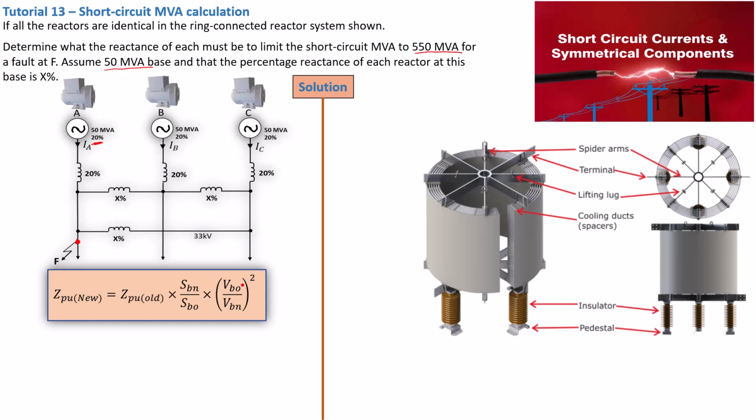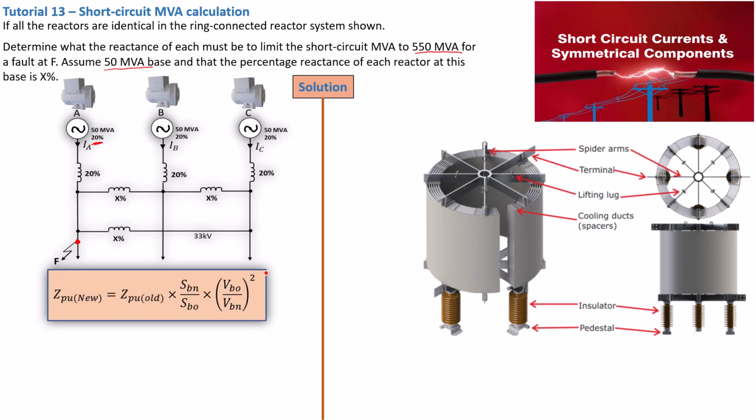Now VB old and VB new become very crucial if you have systems that include transformers, because as you move from transformers stepping down or stepping up to a different voltage level, your base voltage changes. This is why you must take account of VB old and VB new. But in our system here, we don't have any transformers. We only have these generators. So in our case here, 33 kilovolt will be both VB old and VB new, as these are the voltage for our line and the voltage that these generators are generating.